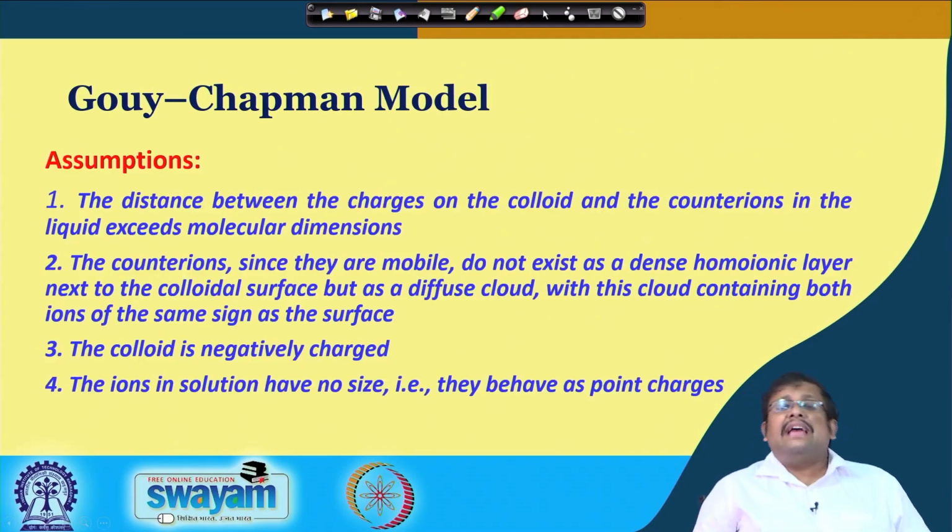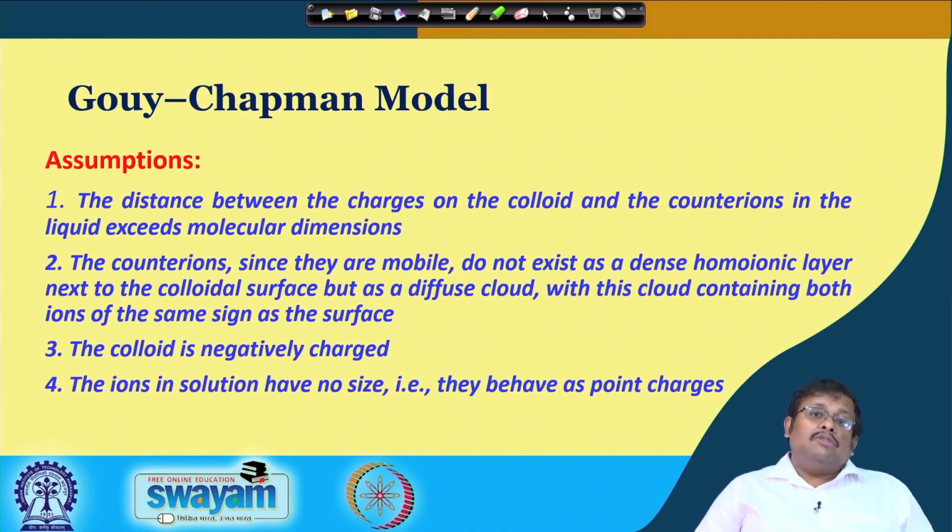Now, what are the assumptions of the Gouy-Chapman model? There are 5 to 7 different assumptions in the Gouy-Chapman model. We will see them one by one. First of all, the distance between the charges on the colloid and the counter ions in the liquid exceeds molecular dimensions. Second, the counter ions, since they are mobile, do not exist as a dense homoionic layer next to the colloid surface, but as a diffuse cloud.